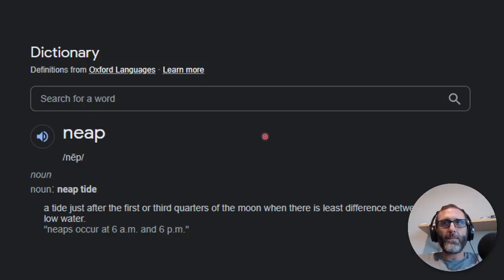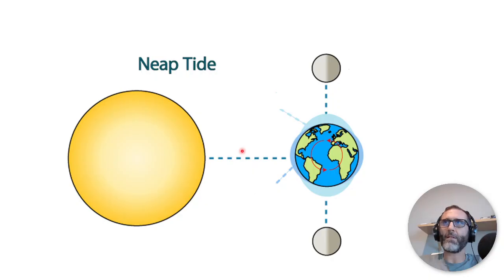There's a couple different terms when we start talking about tides, just so you know when you're talking with someone later and they're trying to explain neap tides to you, and spring tides, also known as king tides, lunar tides, solar tides. You'll hear all these terms, right? And some of them are synonymous with other terms. But a neap tide is a tide just after the first and third quarters of the moon, when there is least difference between high and low tides. Neaps occur at 6 a.m. and 6 p.m. They only occur twice per month, all right?